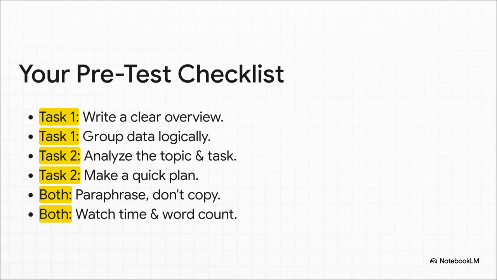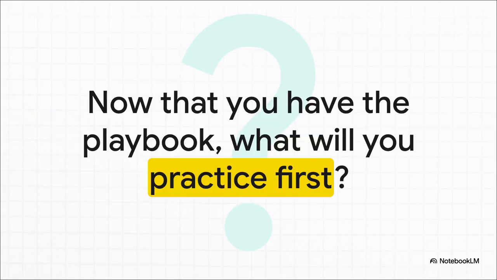For task 1, that overview is an absolute must. And please don't try to describe every single number. Group your data. For task 2, always, always, always take those first few minutes to analyze and plan. And for both tasks, put the question in your own words and keep one eye on the clock and your word count. So there you have it, a clear, strategic approach to totally mastering the IELTS writing test.